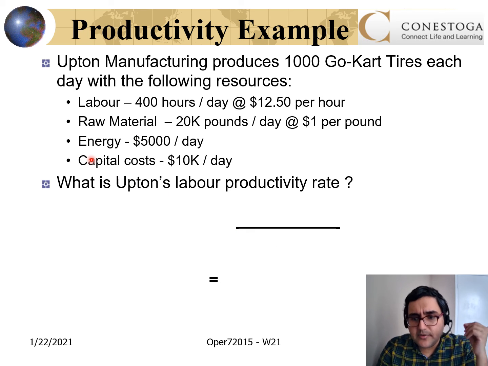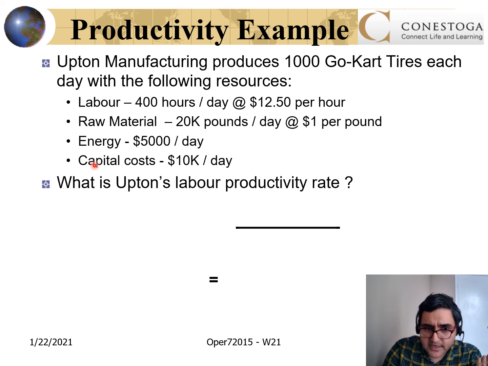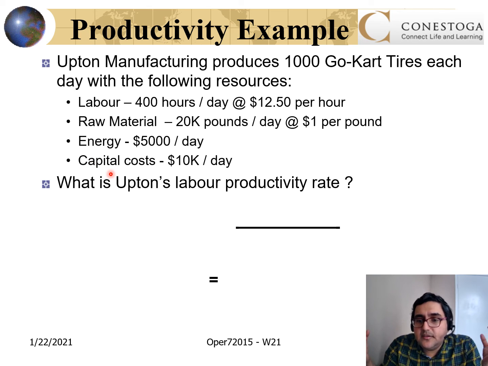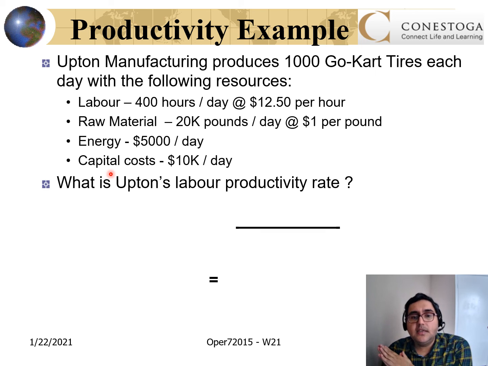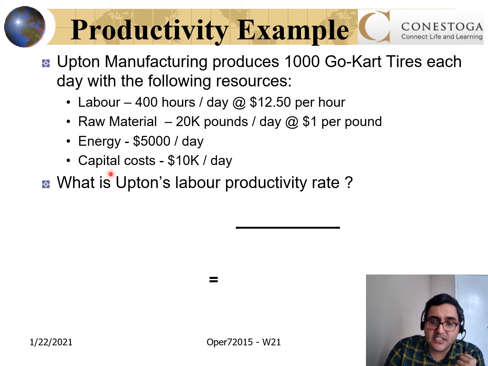For example, you need to have the power, you need to have the hydro for that, and you should have a space for making it. So you need certain aspects, attributes for making your tires. Now, if our question is to find out only the labor productivity rate, so labor productivity is a single factor.